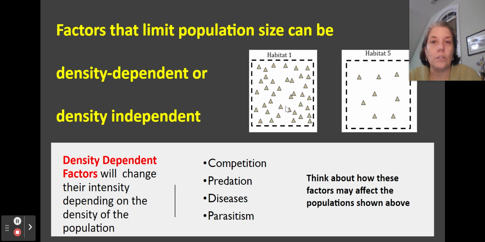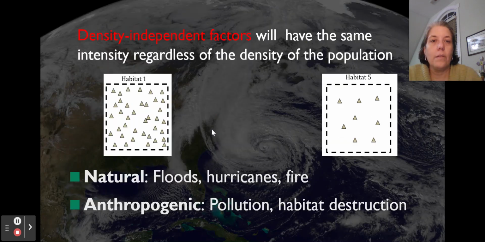If you've got predation going on, is there going to be more predation where there's more individuals? So all of these factors are dependent on how dense the population is, and that's density dependence, limiting factors. The other type of limiting factor is called density independent. And this is going to have the same intensity or the same effect on the population regardless of the density.